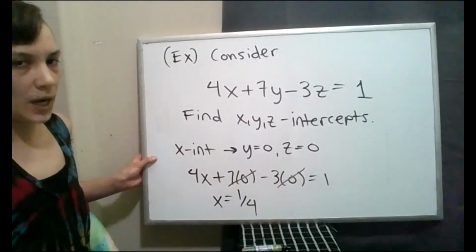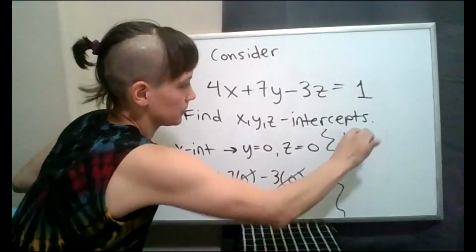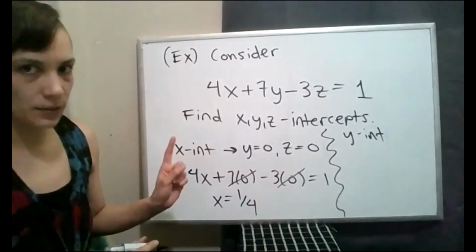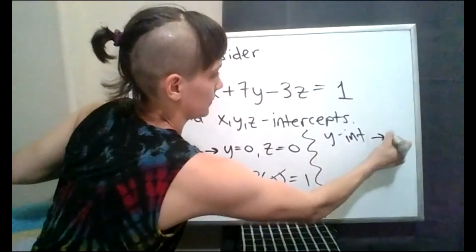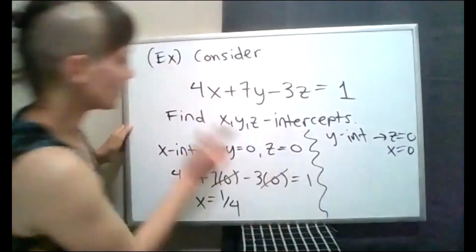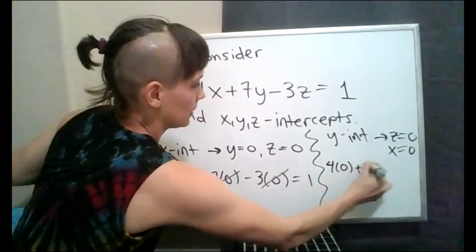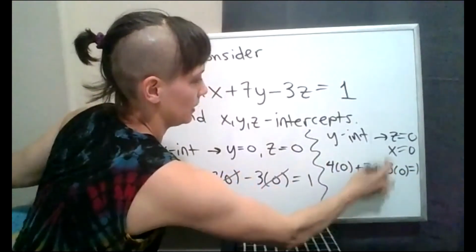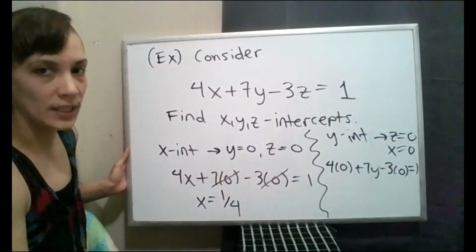Then y-intercept, we'll do here. Okay. You have z equal to 0 and x equal to 0. So 4 times 0 plus 7y minus 3 times 0 equal to 1. And that means that y is going to be 1/7.